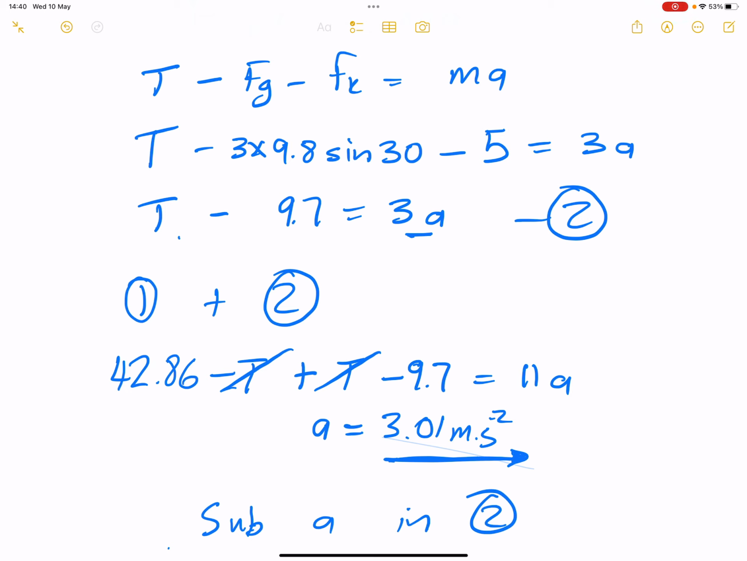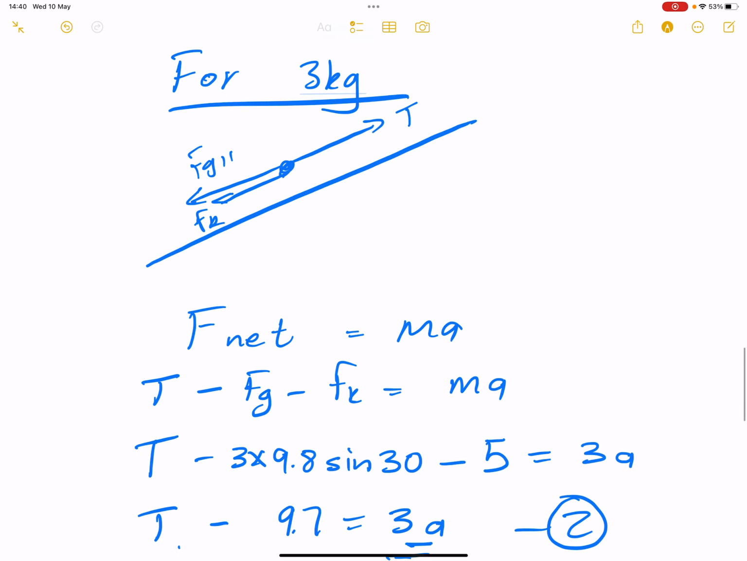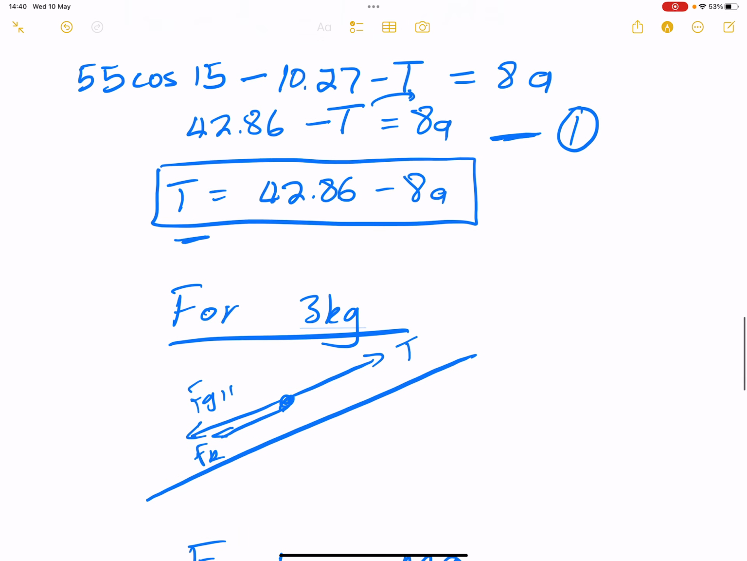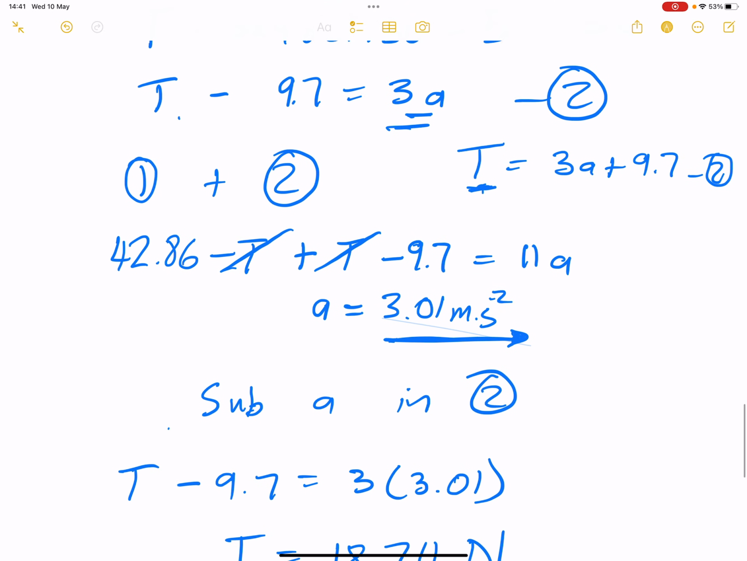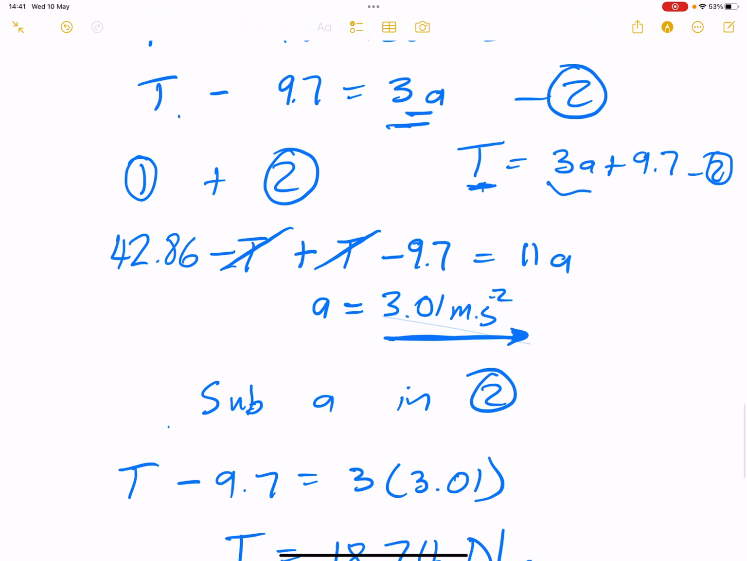So note, I could have made equation 2 to be T is equal to 3A plus 9.7. This would be my equation 2. Now, because both equations are formulated by T, I can actually say equation 1 is equal to equation 2.